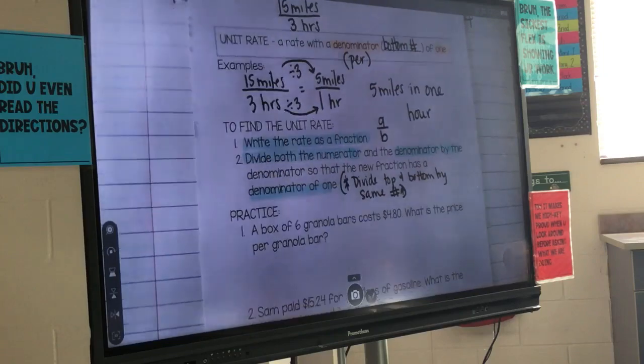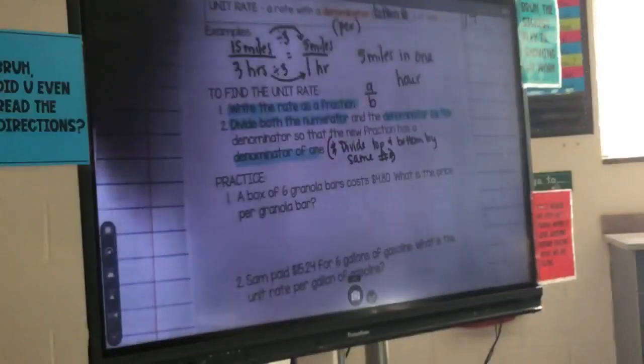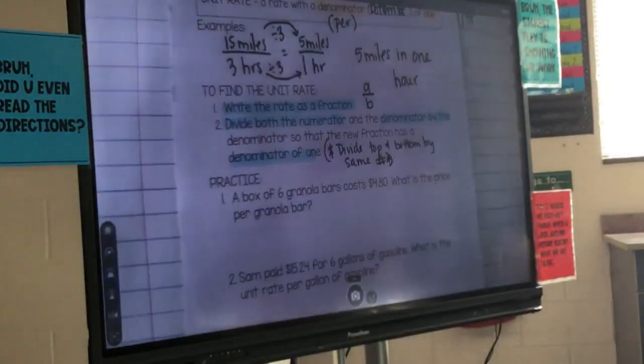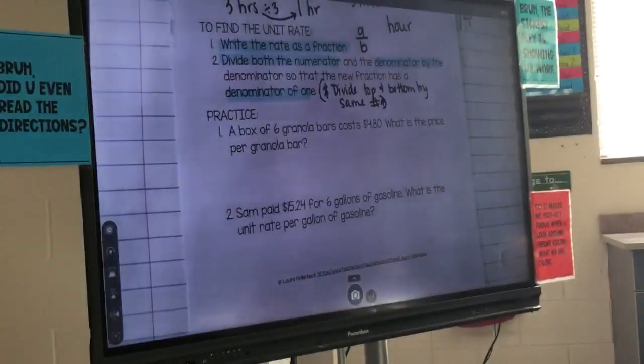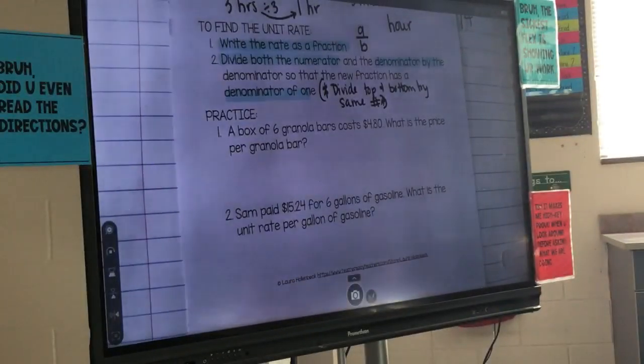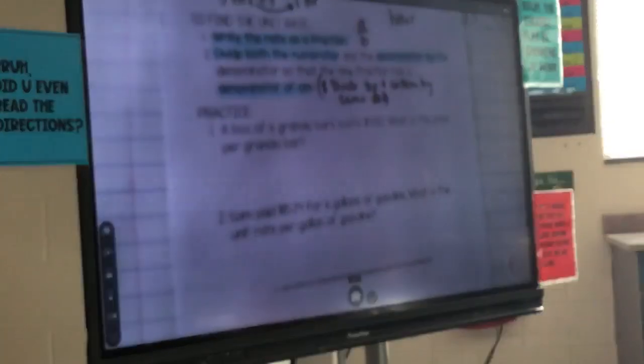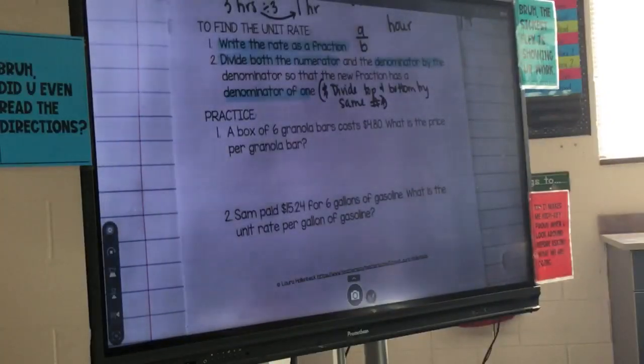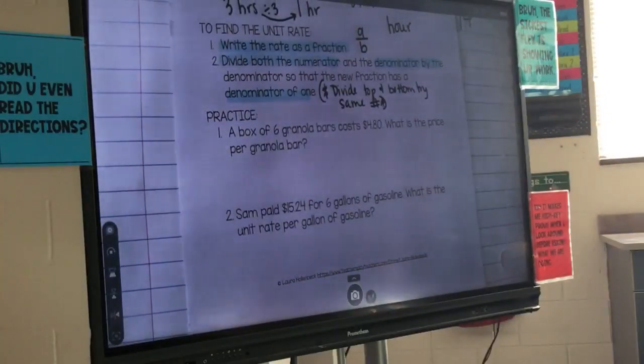All right, so for the first problem, we're going to do it together. And what did we talk about when we're dealing with money? Real quick, yesterday, what did we write in our notes when we're dealing with money? Samantha? Money always goes on top. Money always goes on top. So remember that when you're finding unit rate.